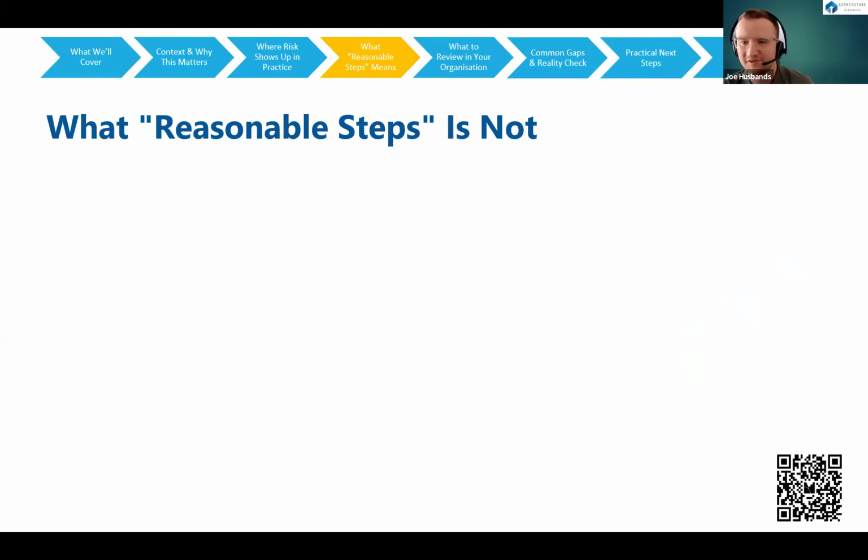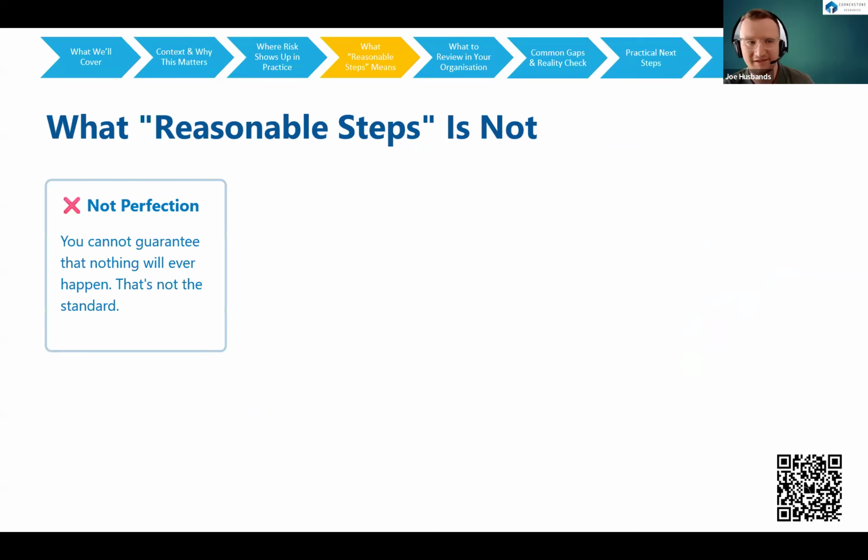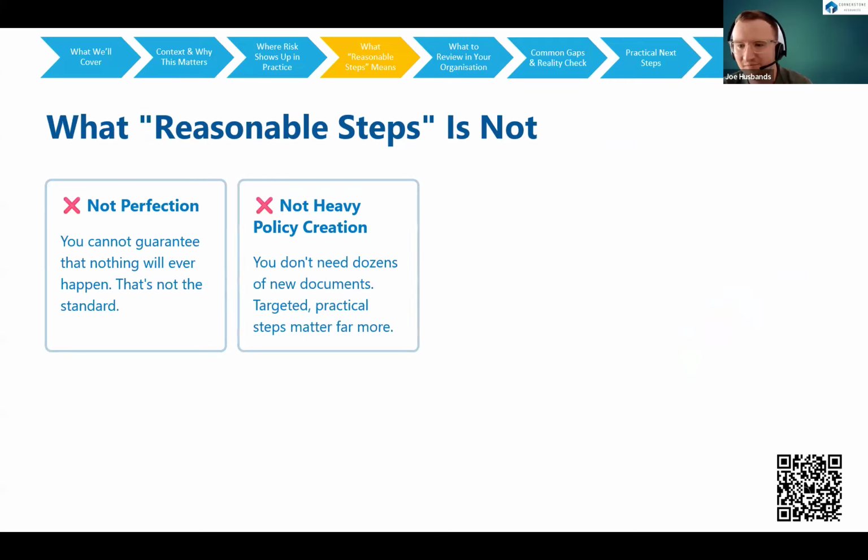But it's also just as important to be clear about what this doesn't mean, because this is where people can often start to feel overwhelmed. I realize we've gone through some things that are quite heavy, so it's worth me going through this too. First, it's not about perfection. You're not expected to eliminate all risk or guarantee that nothing will ever happen. That's not realistic, and it's not the standard that's being applied either. Second, it's not about creating lots of new policies or documentation. In fact, adding more paperwork without changing behavior often doesn't make any difference at all.